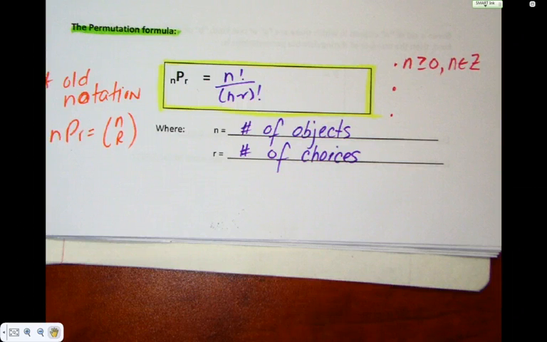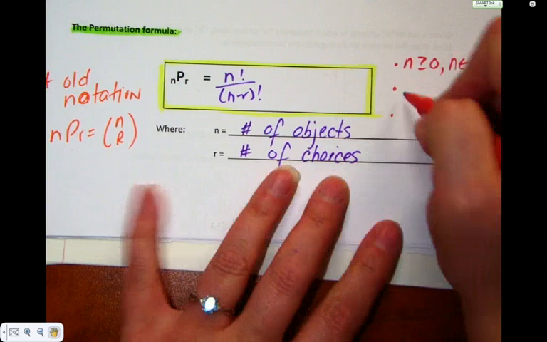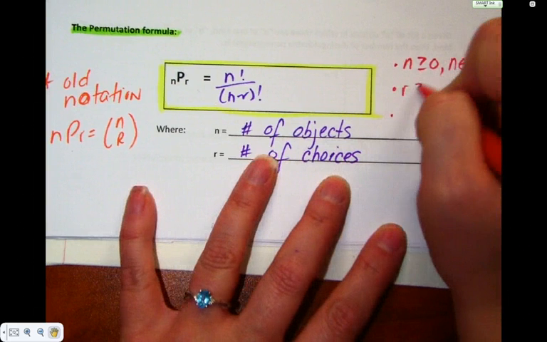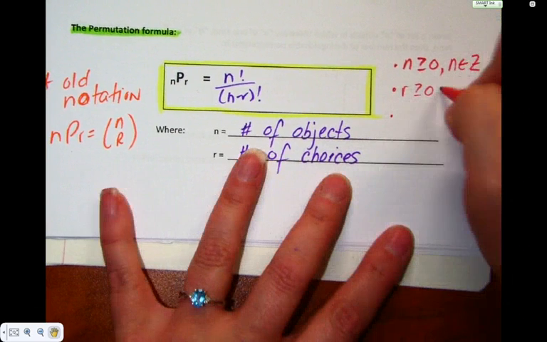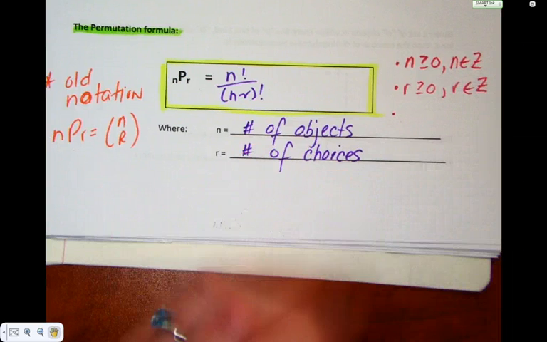What about r? r is a number of choices. Can I choose -3 people? No. Can I choose -2.7 people? So what do we know about r? r cannot be negative. r has to have the same restriction, has to be bigger than or equal to 0. r is an element of the integers.